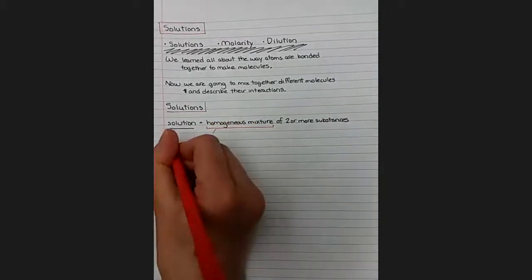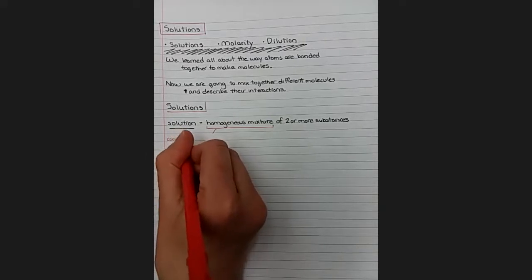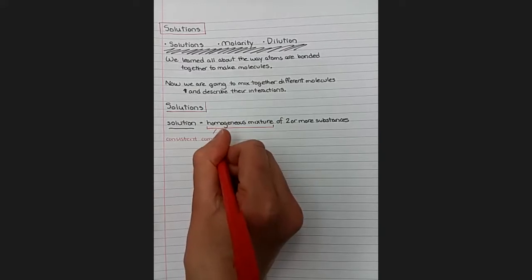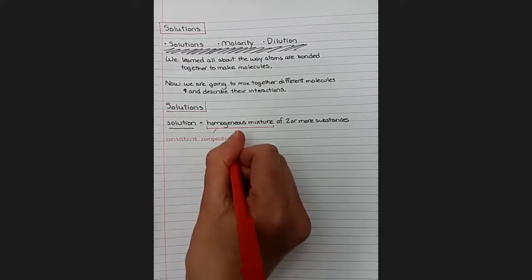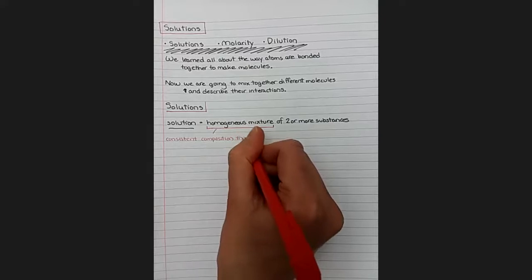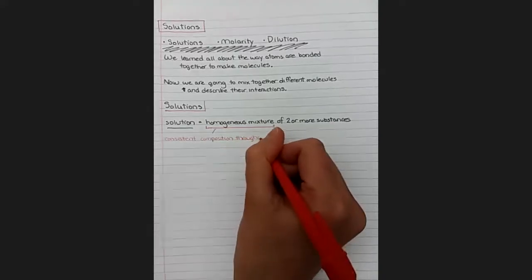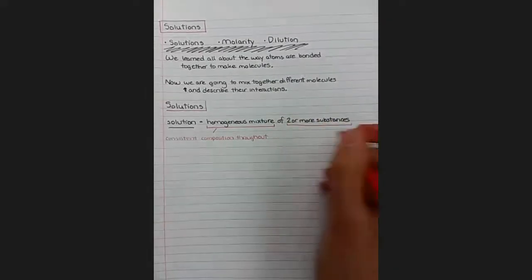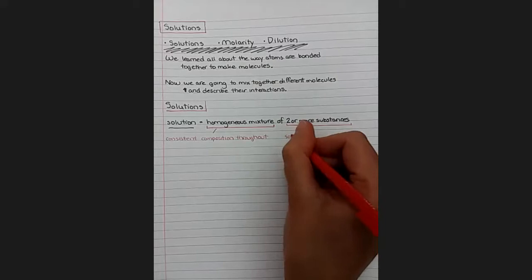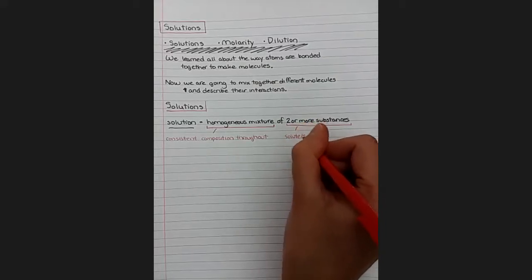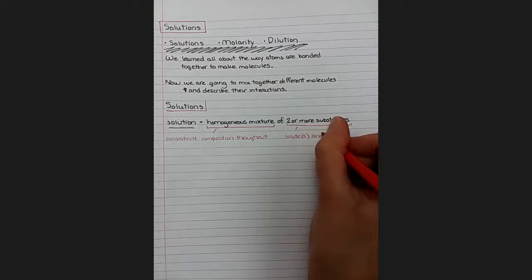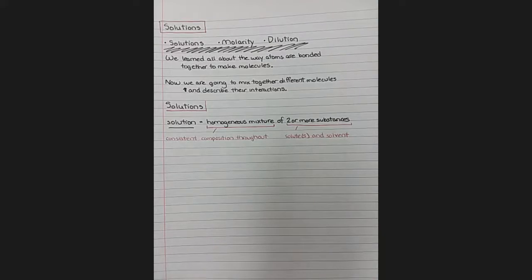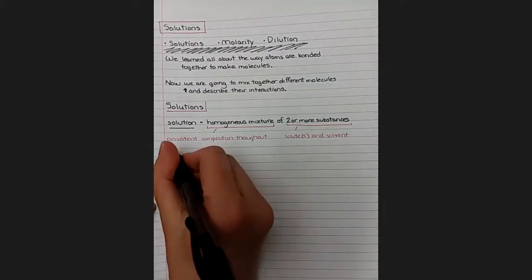If something is a homogeneous mixture, it means it has a consistent composition throughout. So it's not just chunks of different things thrown together in a basket. It is of consistent composition throughout the entire mixture. And then this part, two or more substances: there are going to be multiple things mixed together, and they are going to be called the solute or solutes and the solvent. It may be the first time you've heard those words.